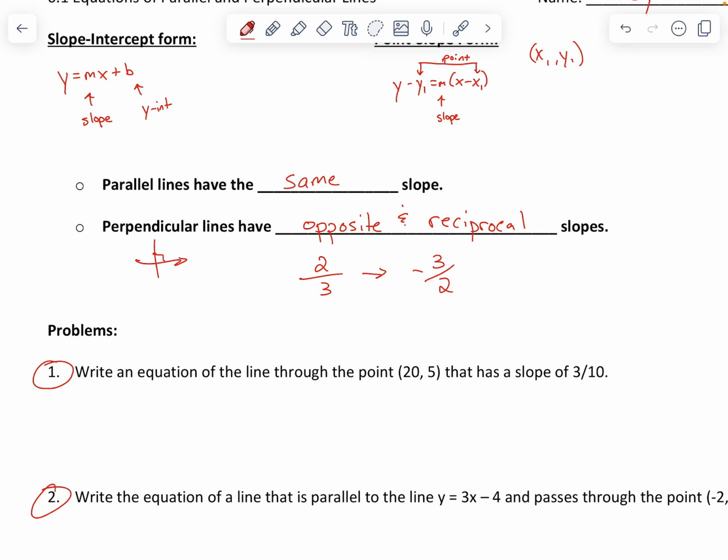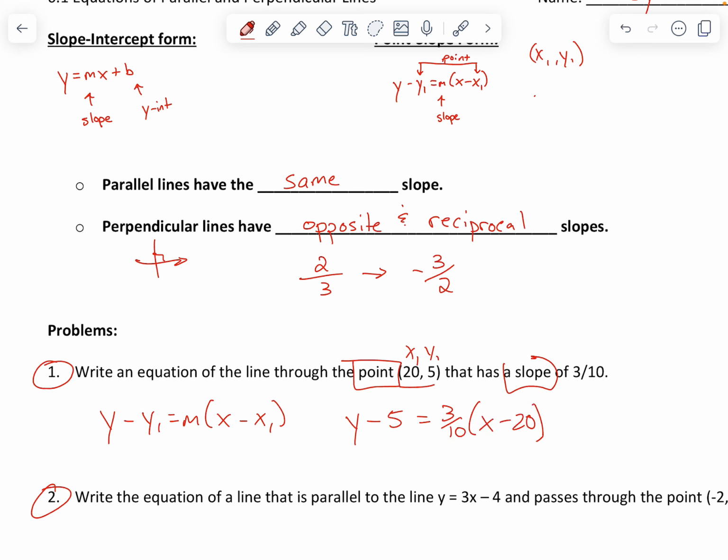All right, so that's important for what we're doing here, so let's just get right to it. Write an equation of the line through the point (20, 5) with a slope of 3/10. Well, since you have a point and a slope, we're going to put it into point-slope. So we have y minus y1 equals m times x minus x1. The slope is going to be 3/10, and this is going to be x1, y1, right? So y minus 5 equals 3/10, parenthesis, x minus 20. Plugging them in, you've got the x1, y1, slope, done. Easy peasy.